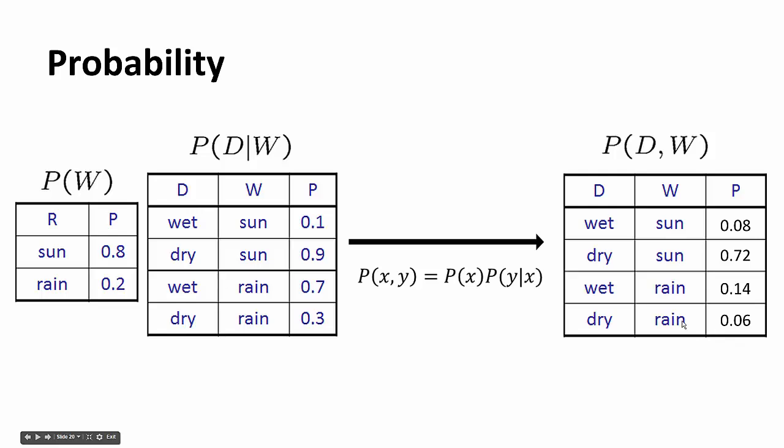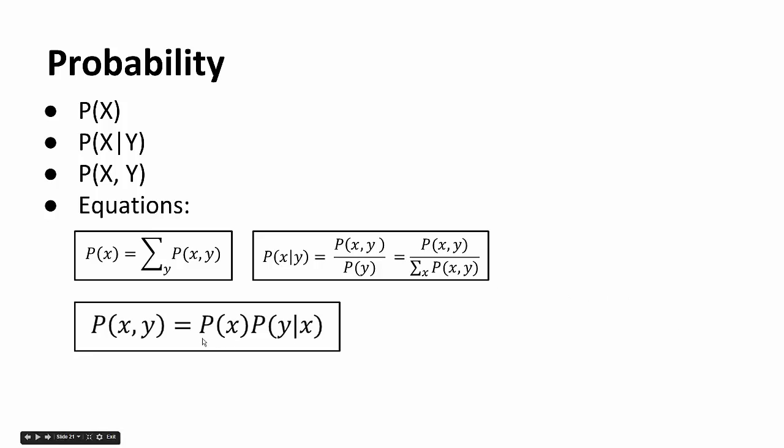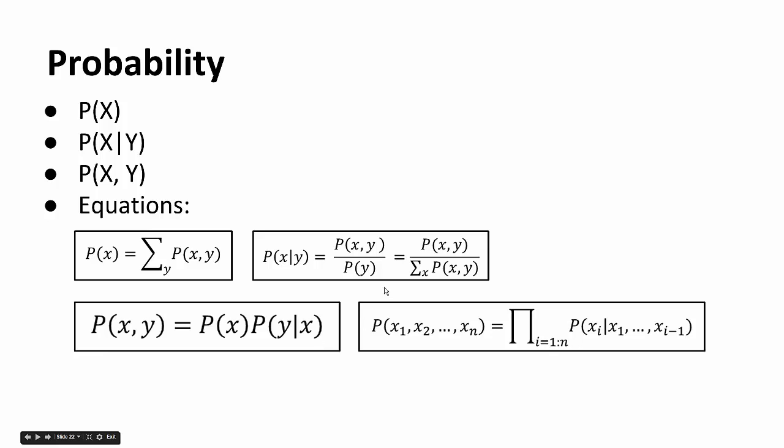Okay, so that's our third equation, and it's going to give us the joint based on the singular and the conditional. Now, this equation is what we're going to call the product rule. We can also expand this rule into what we'll call the chain rule, which is going to tell us the joint probability of a bunch of events x sub 1 to x sub n. And this chain rule is just going to be a generalization of this product rule.